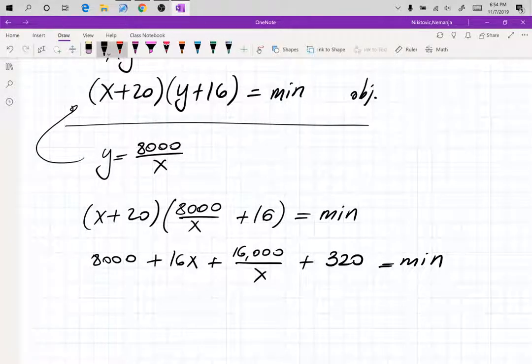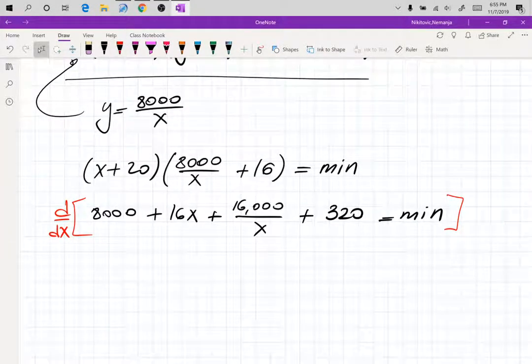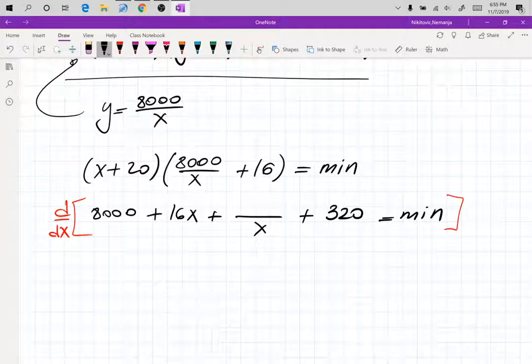And now you can take the derivative. I know I can add the constants, but I don't want to waste a step, because what happens with 8,000 and 320 when we differentiate? You'll get 0 for both of them. Oh yes, 160,000. Yeah, it's just 10 times off.